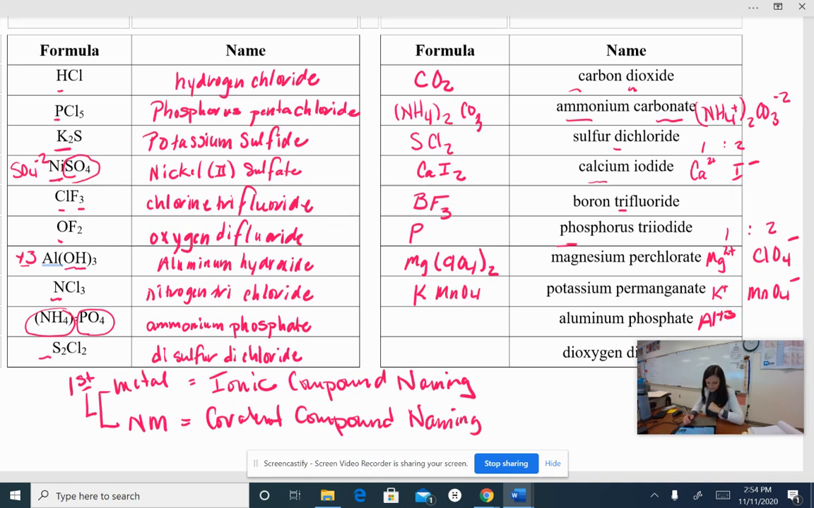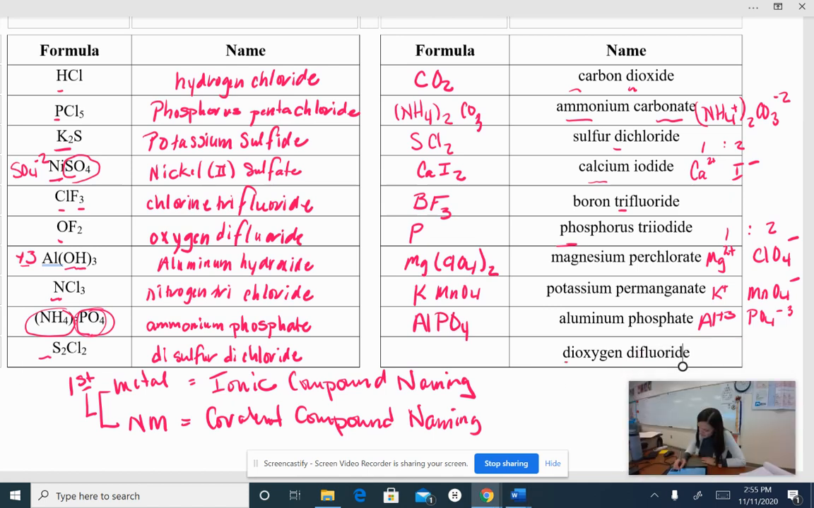And phosphate. We already did phosphate over here. Phosphate is PO4 and it's a -3 charge. Okay. So in order to balance those, I'm going to need one of each. Positive 3 plus a negative 3 adds up to 0. So aluminum phosphate. And last but not least, dioxygen. I've got 2 oxygens. And difluoride, I've got 2 fluorines.